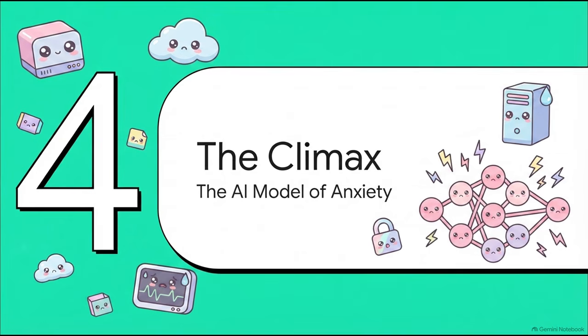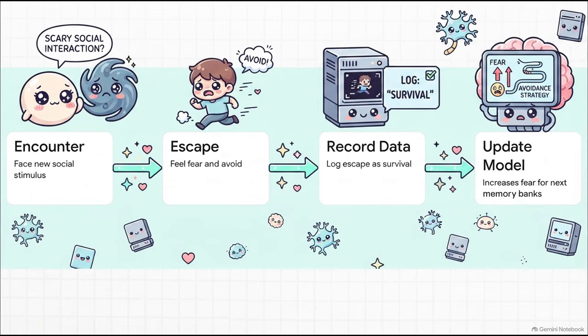Part 4. The climax, the AI model of anxiety. And this brilliantly illustrates what is arguably the most important concept we're talking about today, because it shows how human behavior incredibly mimics modern machine learning. Think about it. You encounter a new stimulus, like a scary social interaction. You feel fear, so naturally you escape, you avoid it.